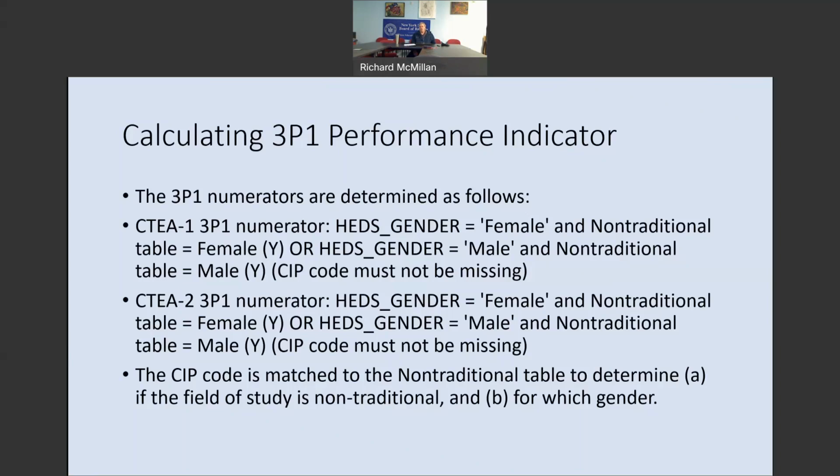Next, for CETA 2, 3P1 numerator: heads gender equals female, and non-traditional table equals female Y, or heads gender equals male, and non-traditional table equals male Y. And the zip code must not be missing. The zip code is matched to the non-traditional table to determine, first and foremost, if the field of study is non-traditional. If there's not a Y in either the male or female column, then that is not a non-traditional field of study. And then to determine for which gender the field is non-traditional.